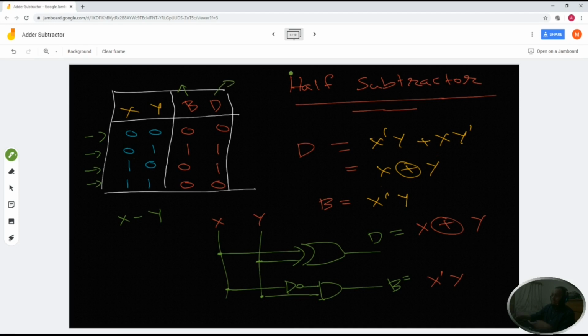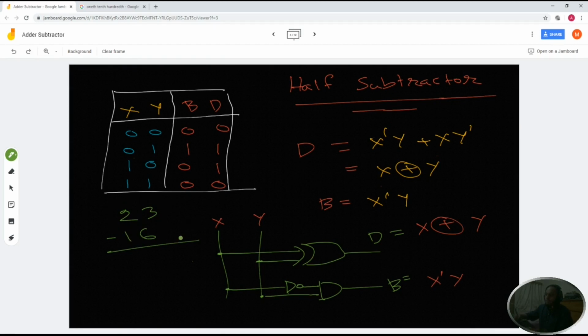So here b means borrow and d means difference. Before understanding half subtractor, let's review the concept of subtraction in decimal form. Suppose in decimal you want to subtract 16 from 23. What we simply do is subtract digits position by position. First we subtract for this position and then for this position.